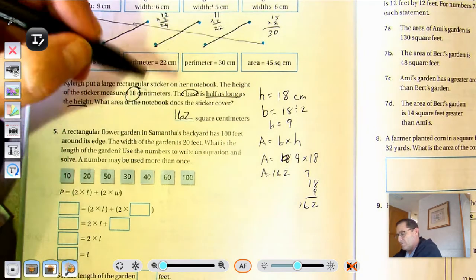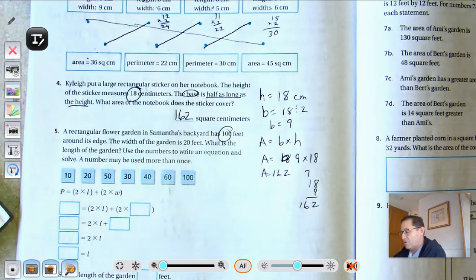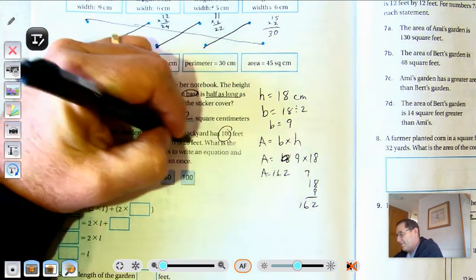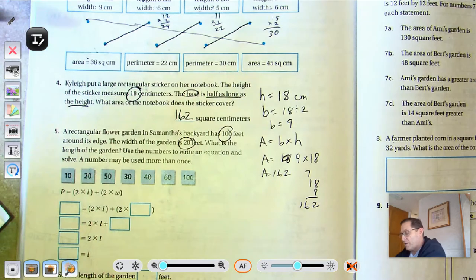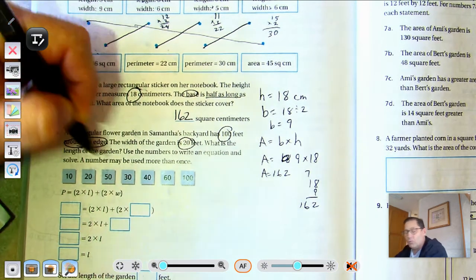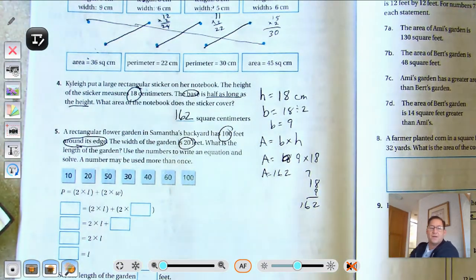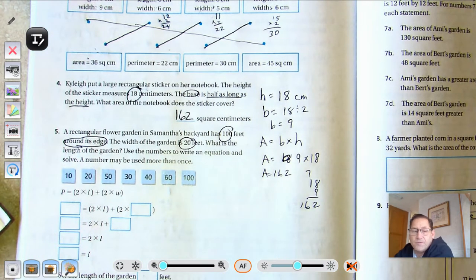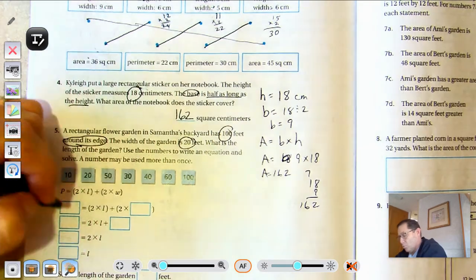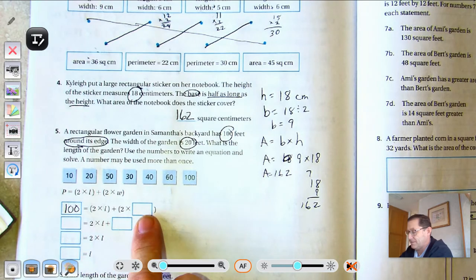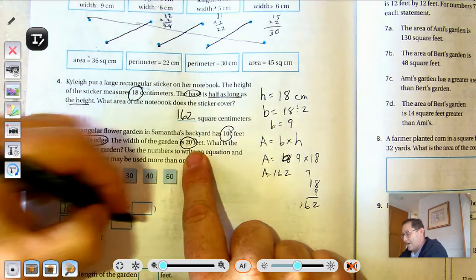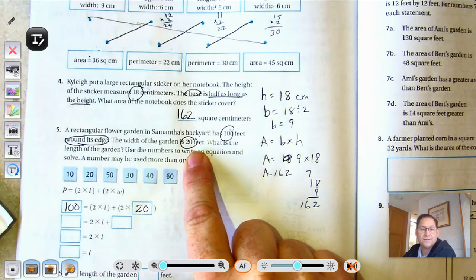All right, so we know it has 100 feet around its edge. The width is 20 feet. So this is telling us perimeter. Okay, what word helps me know that? Because it says right here, around its edge. So to find perimeter, we do 2 times the length plus 2 times the width. The perimeter is 100. They told us the width is 20.